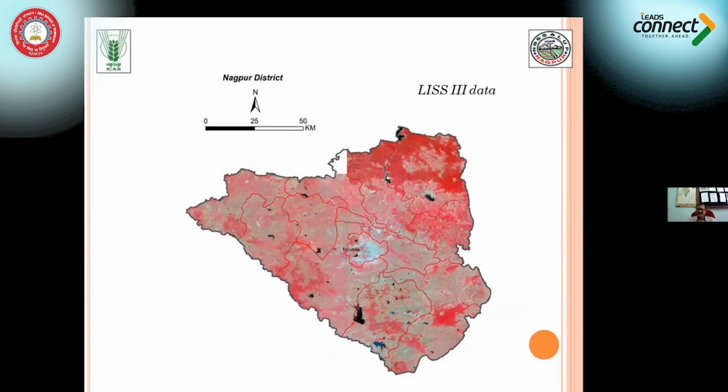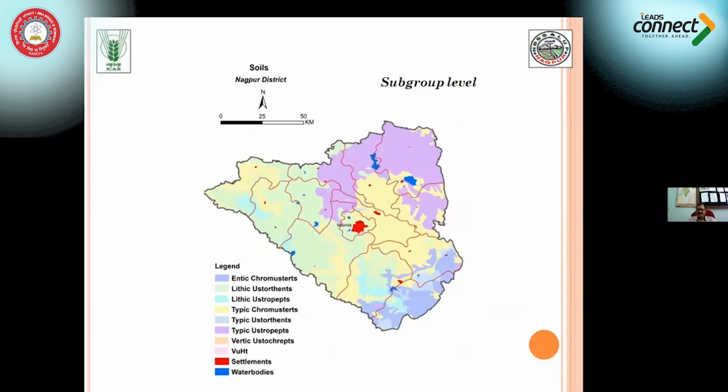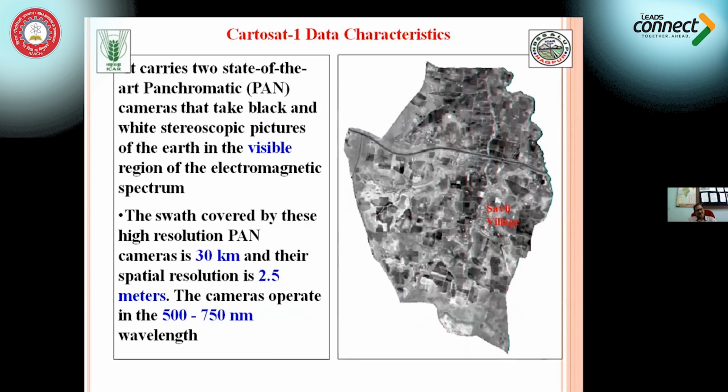Similarly, this is the list 3 data of Nagpur district, which has coarser resolution than today's data. This is the soil map of this district, up to subgroup level. If the scale of the map is smaller, the details of the area will be less, and if your data is fine resolution, the information will be more.